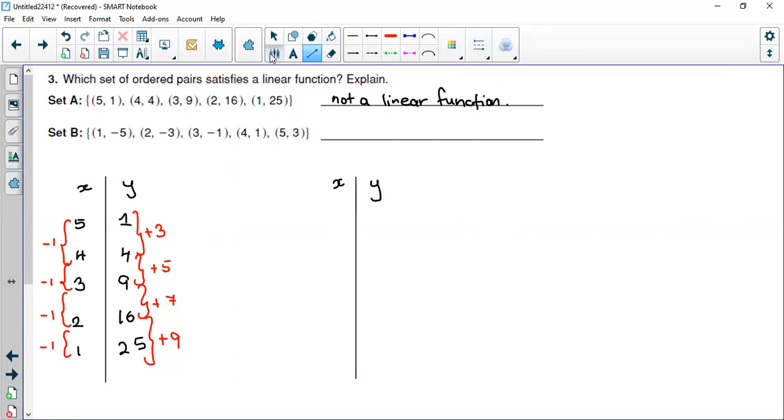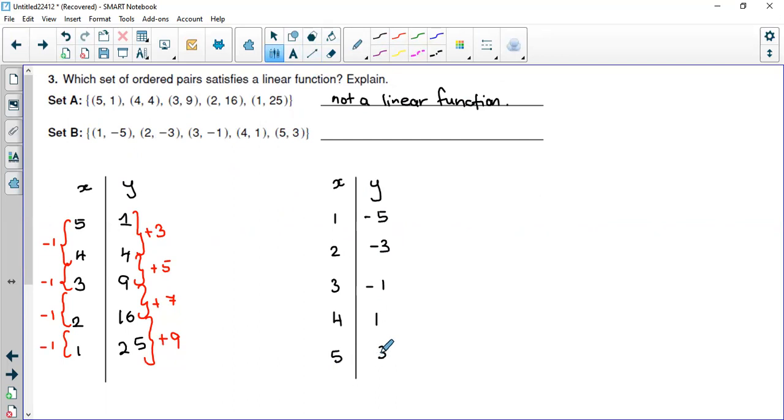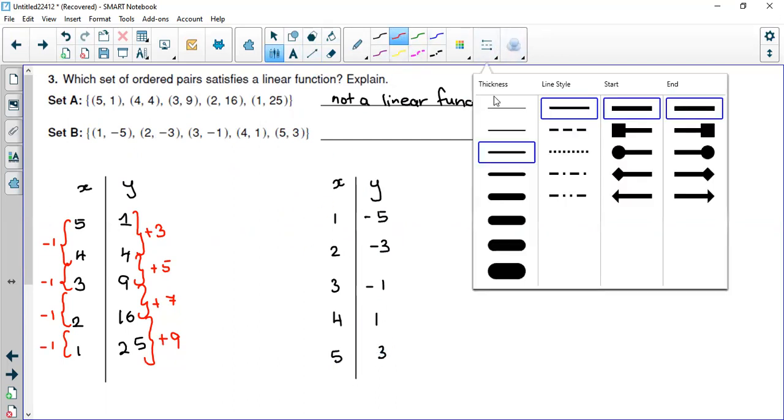It's not necessary, but better you write. Right, so x is 1, y is negative 5; x is 2, y is negative 3; x is 3, y is negative 1; x is 4, y is 1; and 5 and 3. Alright, let's find out the differences among them.